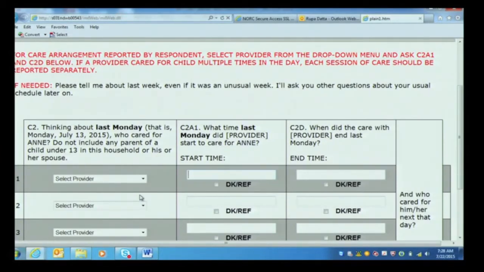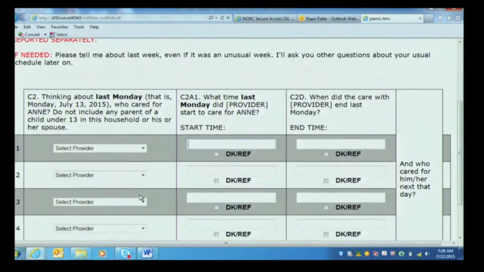Do not include any parent of a child under 13 in this household or his or her spouse. And what I have is that Anne was at Munchkinland from 8 to 3 p.m. So we're going to select Munchkinland. We write in 8 a.m., I think. And then we can tab over to C2D and record 3 p.m. Let's see if that worked.